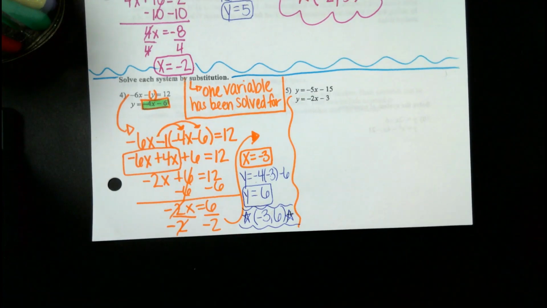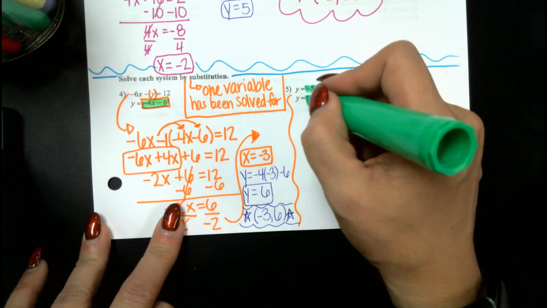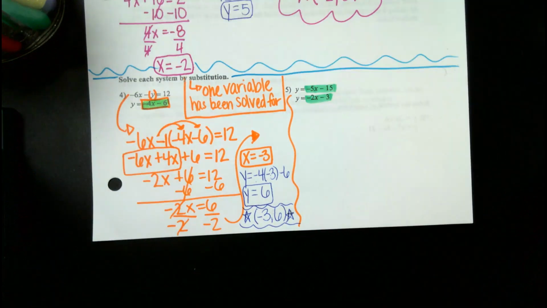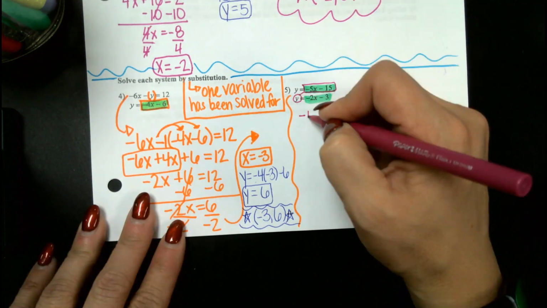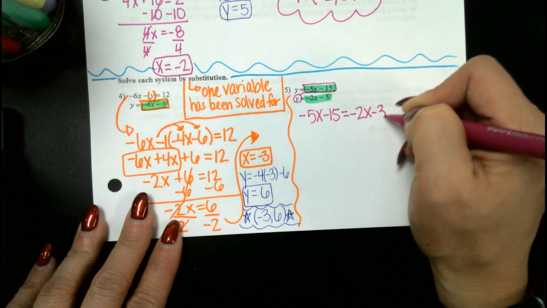Now number 5. Look up here, please. If this expression is equal to y, and this expression is also equal to y, then the two, they don't look the same, but they have to be if they both equal y. So you are basically taking this expression and putting it right there where that y is. 5x minus 15 equals negative 2x minus 3.